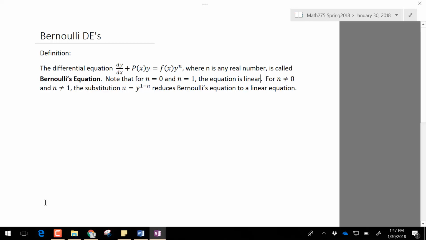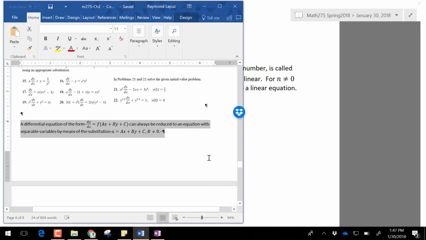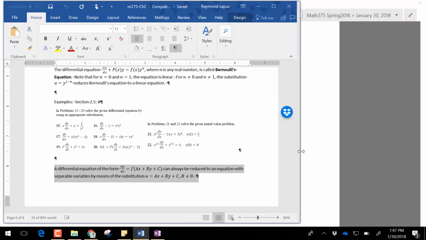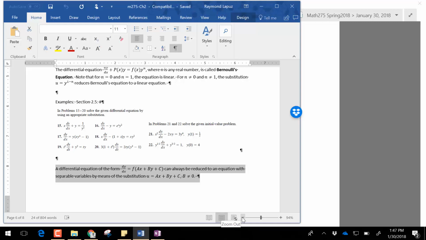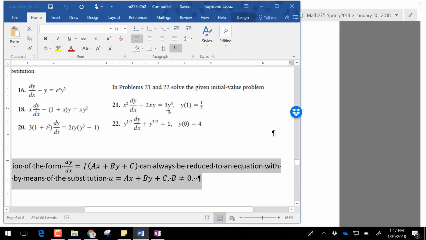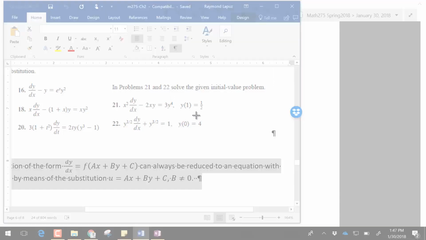So I guess we need to find some examples for this one. Do we have examples? We might as well jump to an initial value problem right away. So let's try to do number 22 or something.